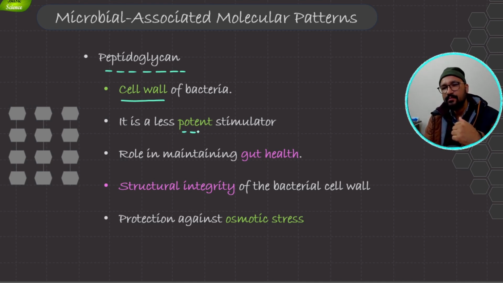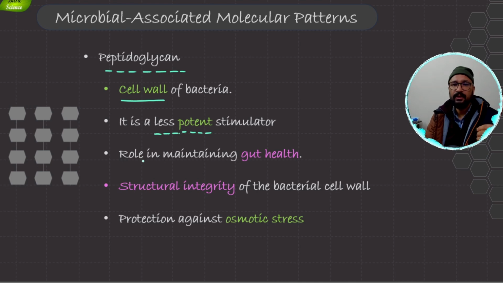Next, it is a less potent stimulator of the immune system. That you have to understand. So because of this, I think it can be a very important candidate also for the stimulation of the gut in a healthy way. If you have the peptidoglycan of the beneficial bacteria, that can be used as a stimulant of the gut in a moderate way. Role in maintaining gut health: people have also done a lot of research on the role of peptidoglycan in gut health. It also maintains the structural integrity of the bacterial cell and also the shape.